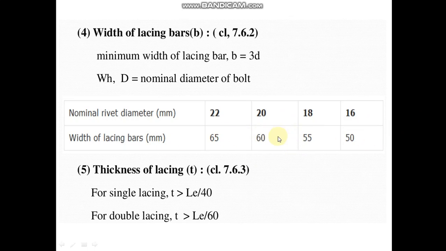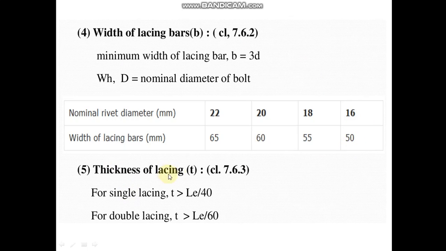If it is 20 mm diameter bolt, width of the lacing bar is 60. If it is 22, it is 65. If it is 18, 18 into 3 is 54. 54 we don't have, we have 55 size split, so 55. If it is 16, we go for 50.